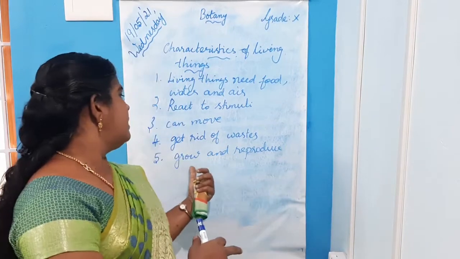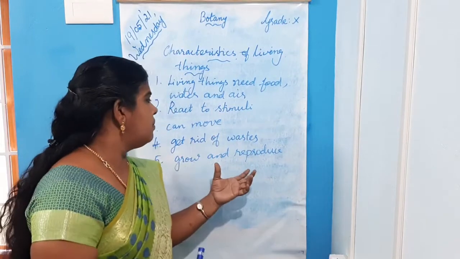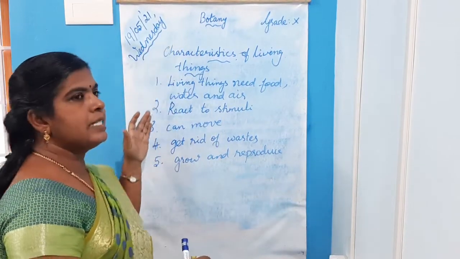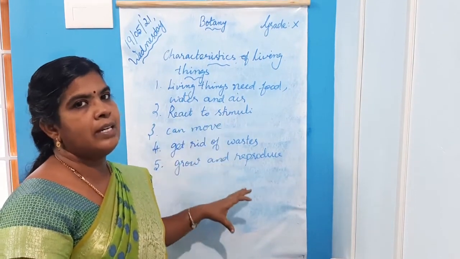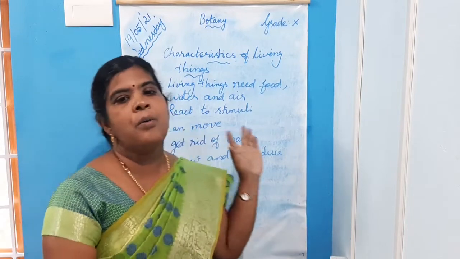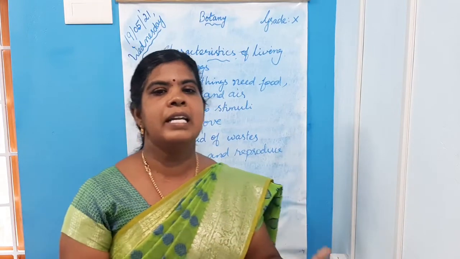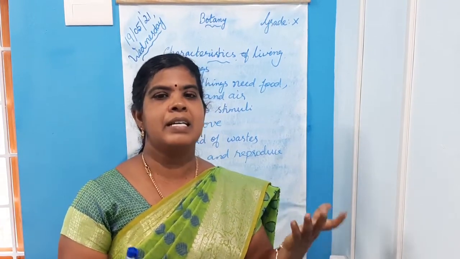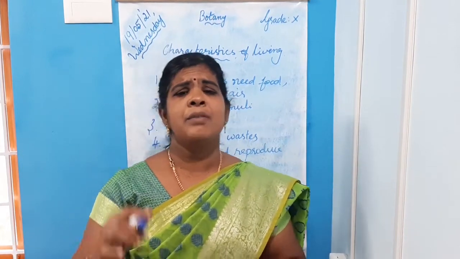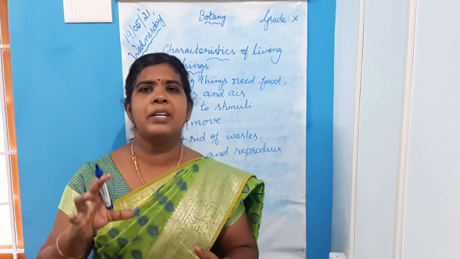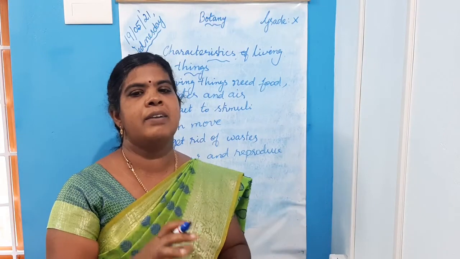Now fifth one is living things can grow and reproduce. These are the important characteristic features of living things. But non-living things cannot do anything. Now, living things can grow and reproduce. You already learnt that the flower is the reproductive organ of a flowering plant. Now, you must know the parts of a typical flower.